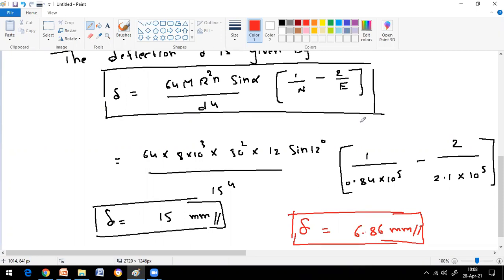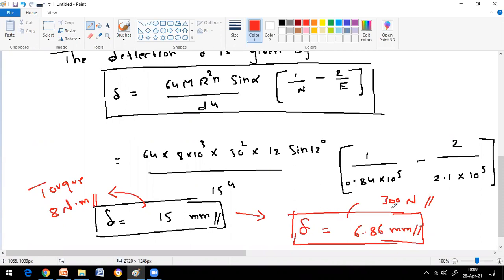So if you design your spring to resist a torque of 8 Newton into meter, will it be safe with a deflection of 6.86 with the load of 300 Newton? Safe or not? Tell me. Suppose you designed your spring for 8 Newton into meter, will it be safe even with the deflection of 6.86 with the load of 300 Newton?